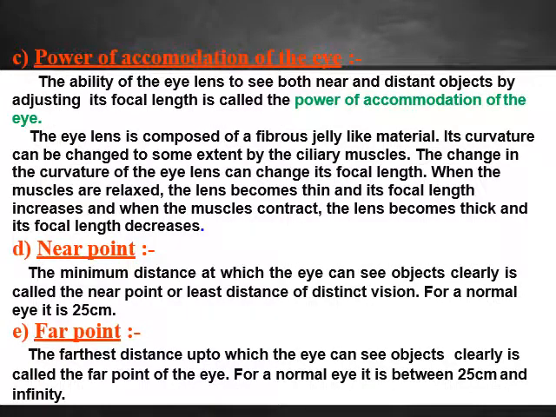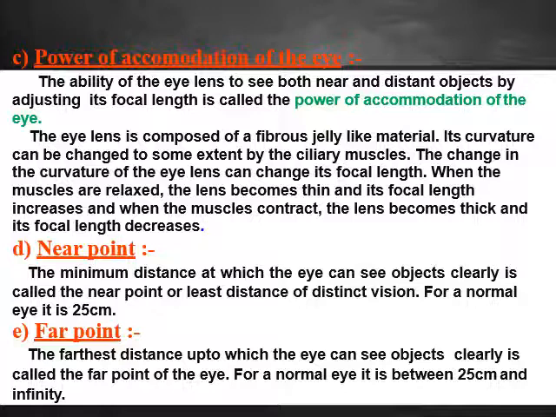The power of accommodation of the eye. The ability of the eye lens to see both near and distant objects by adjusting its focal length is called power of accommodation of the eye. Now, the eye lens is composed of fibrous jelly-like material. So, due to its flexibility, it can change the curvature of the eye lens and also change its focal length.